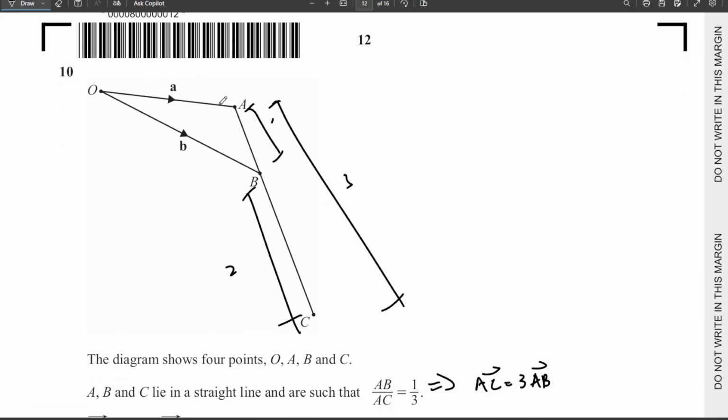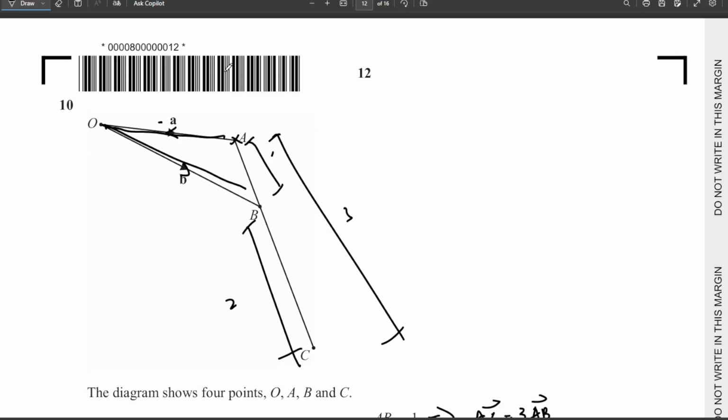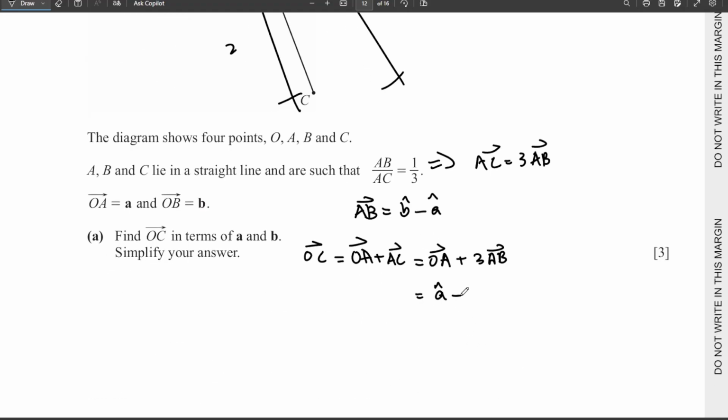Okay, AB. From A, how do we get to B? We can just go backwards of A. There will be a negative A if we go backwards, and then we go forward B. So it will be B minus A. That will be AB, right? AB equals B minus A. So OA we know is A. Just write that, and then 3B minus A. So our OC will be 3B minus 2A.